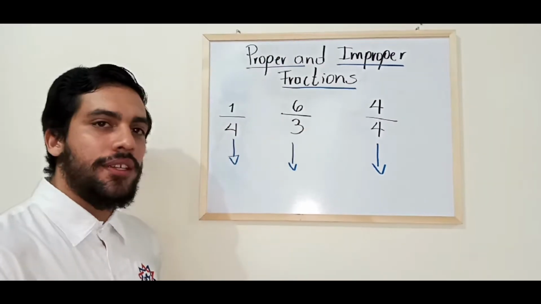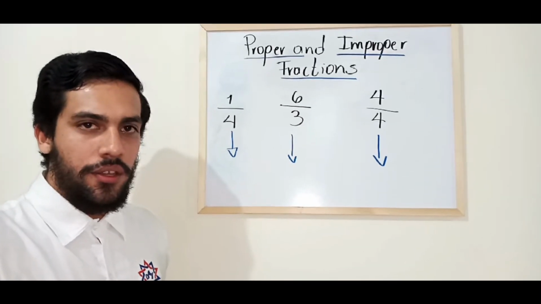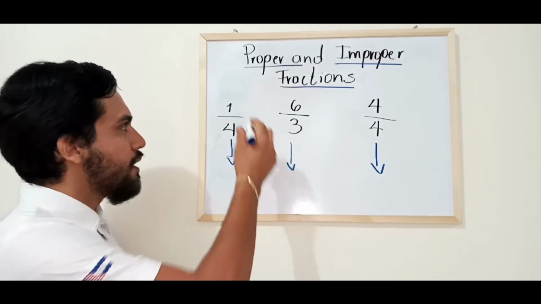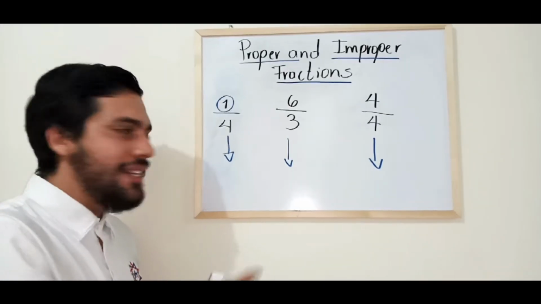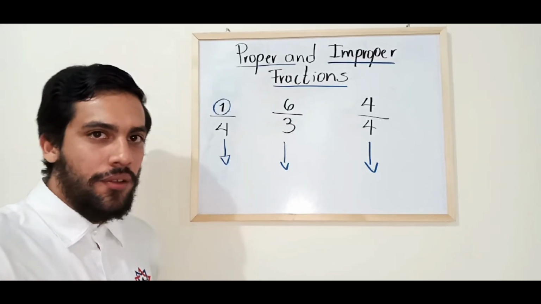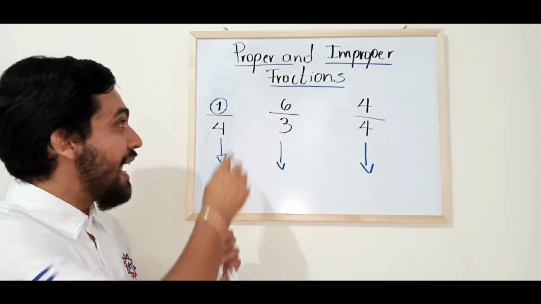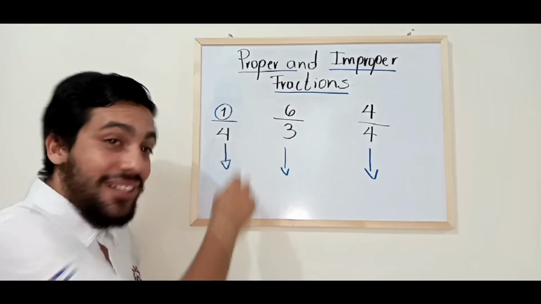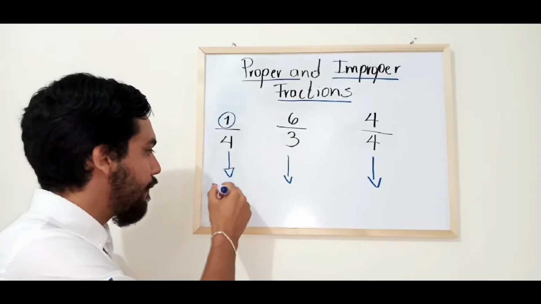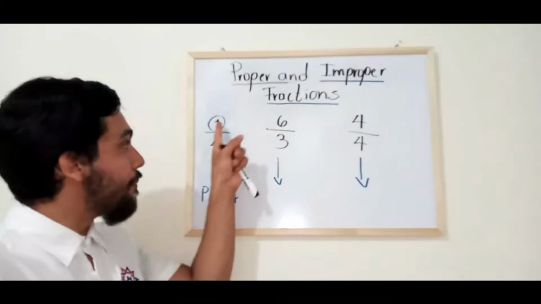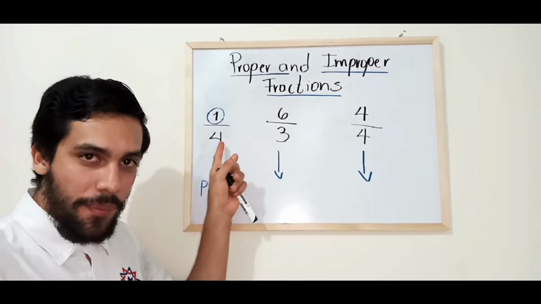Okay, in first place, look at this fraction. What can you say? What can you notice? All right, I'll tell you. If you notice, the number in the numerator is less than the number in the denominator, right? In other words, 1 is less than 4. So when a number in the numerator is less than the number in the denominator, we are going to call it a proper fraction. Okay? This number is less than this number, the fraction is going to be proper.